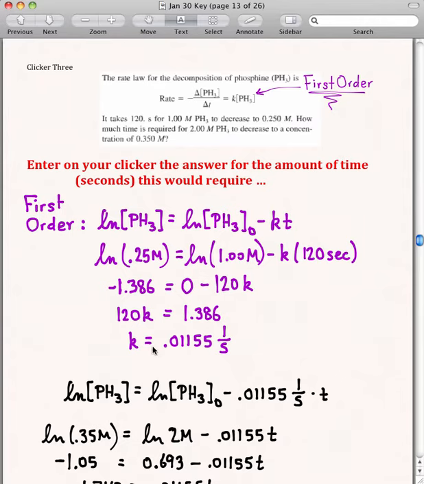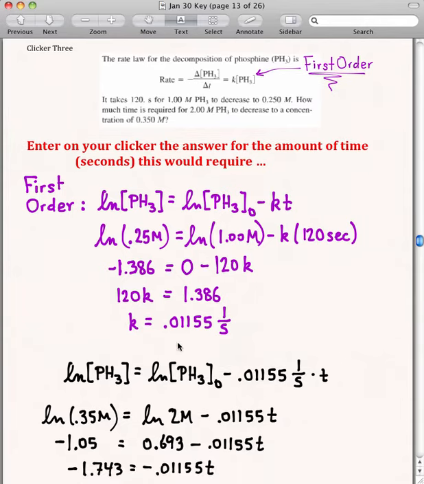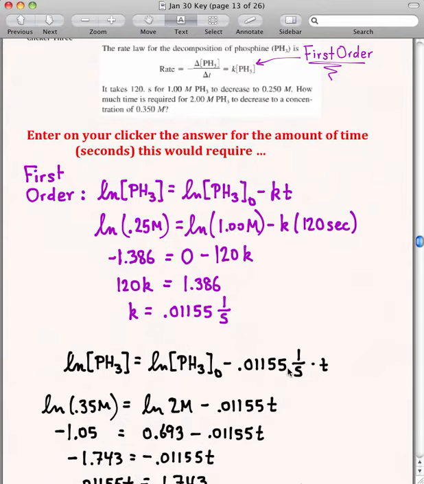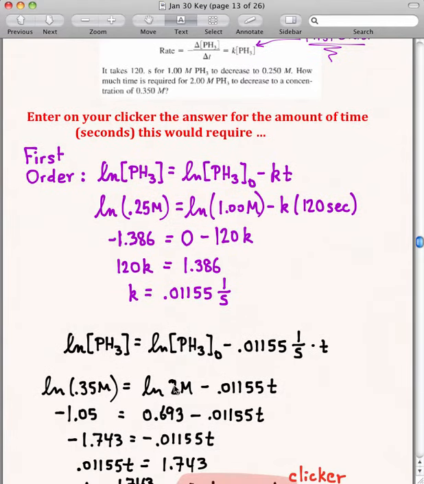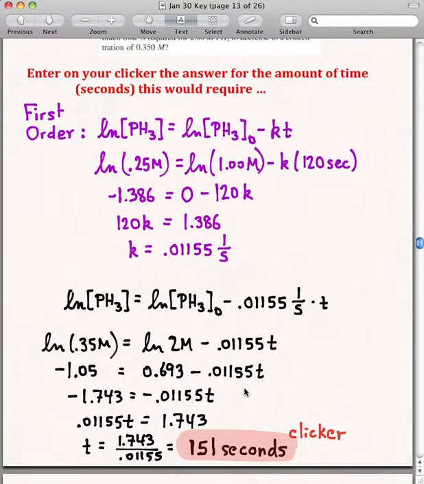I solved for my constant first of all, and then I took it back into the equation to solve for a particular time. How long would it take to go from 2 molar to 0.35 molar if my constant is 0.0115-ish? And the answer is, just do the algebra. You need the natural logarithm button on your calculator. 151 seconds.